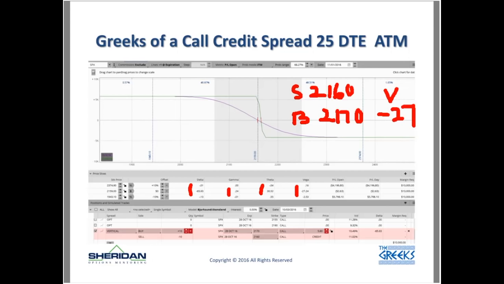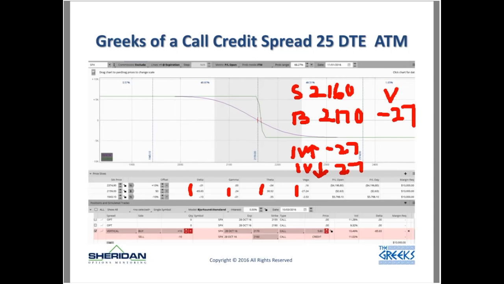Everybody with me? So vega short 27 theoretically means if the IV goes up a point, we lose 27. If the IV goes down a point, we make 27. Everybody get that?